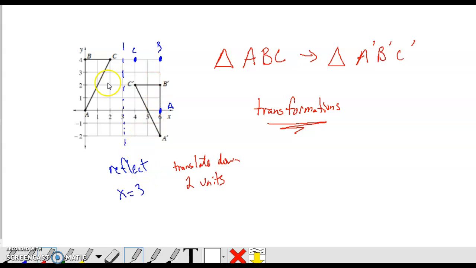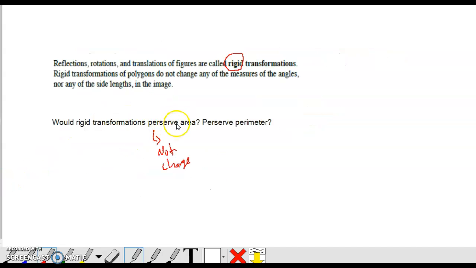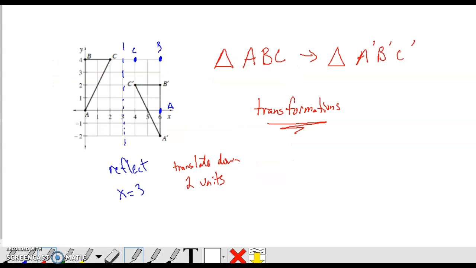Coming back to this problem that I want you to think about, do you think that area is preserved? It's not going to change. Do you think perimeter is going to be preserved? The answer to both of the questions is yes. It does preserve our area, and it does preserve our perimeter, right?